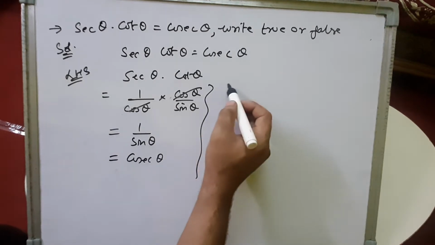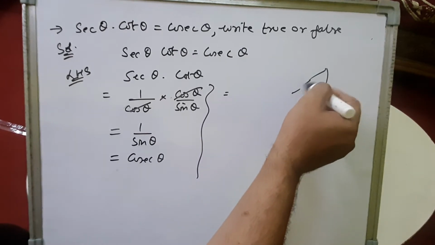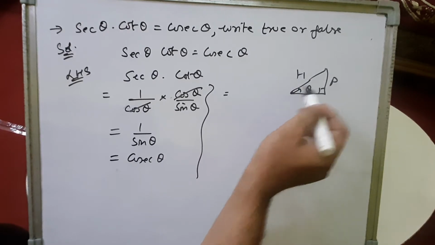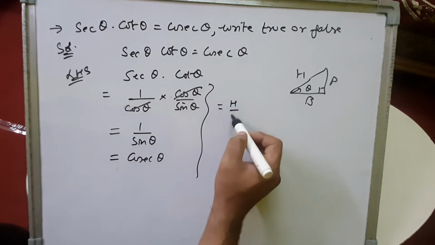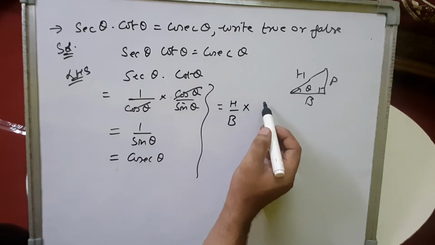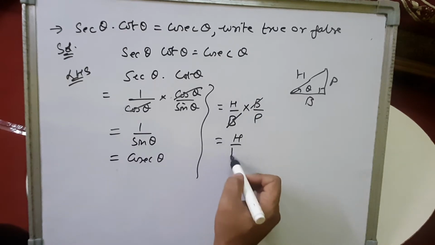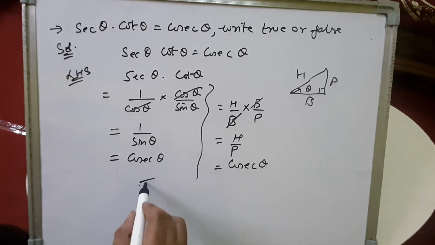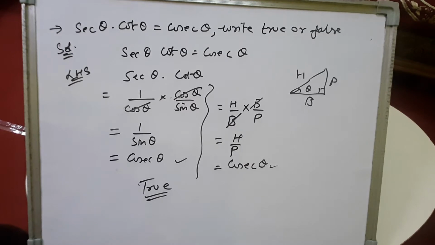We can also simplify another way. We know sec theta in a right angle triangle. Suppose this is a right angle triangle, this is the hypotenuse, 90 degree angle, perpendicular, base, and this angle is theta. If we calculate the value of sec theta, that will be hypotenuse upon base, and cot theta will be base upon perpendicular. This base and base will get cancelled, and we get hypotenuse upon perpendicular, which is the value of cosec theta. So in both ways we are getting the same value, cosec theta. So this statement is true. Alright, please note down.